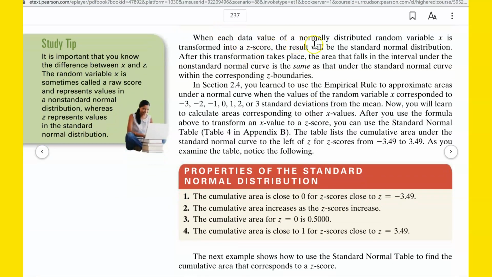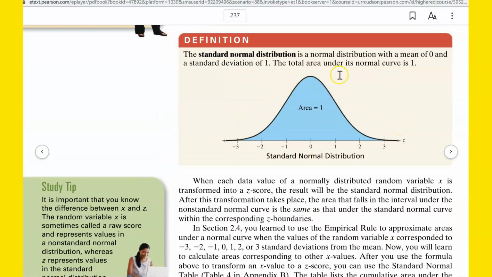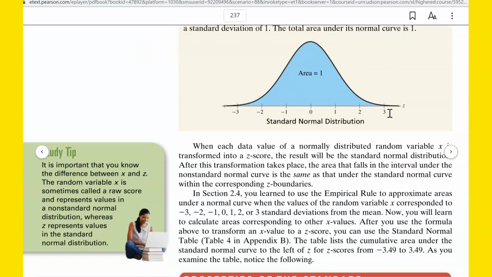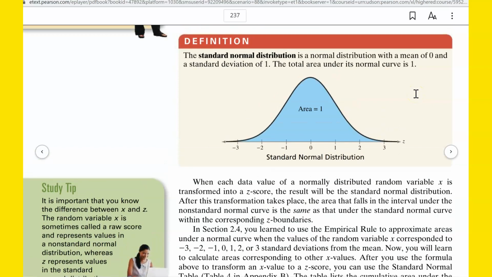When each data value of a normally distributed random variable x is transformed into a z-score, the result will be the standard normal distribution. So if you take any normal distribution and convert all of the scores in that normal distribution to z-scores, then you have transformed that normal distribution, of whatever parameters it has, into a standard normal distribution.